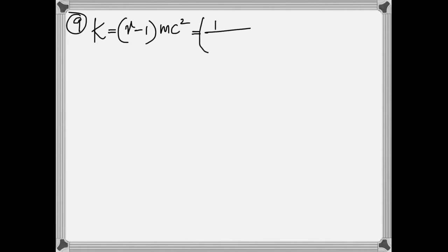In question 9, you have to calculate the kinetic energy and momentum of the proton. Mass is given, its velocity is given. If you had been asked to calculate the kinetic energy in classical physics, you would have just gone 1/2 times mass times velocity squared, but we cannot do that. Here kinetic energy is gamma minus 1 mc², where gamma is again 1 by square root of 1 minus v² by c².